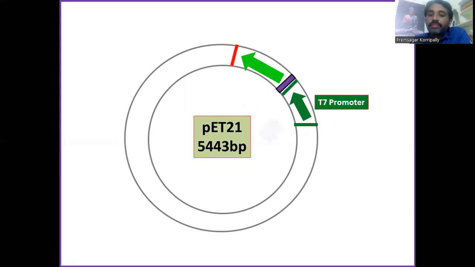The first one is the RBS. When you clone your gene of interest under the T7 promoter, and the T7 promoter facilitates the transcription of your gene, there is an RBS, the ribosome binding site. The ribosome binding site is required for the initiation of translation of your transcript. Whenever a transcript comes from the DNA and has an RBS, the ribosome complex binds there and initiates the translation of the transcript into the polypeptide.